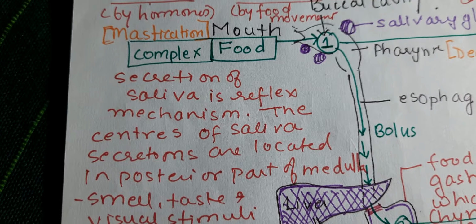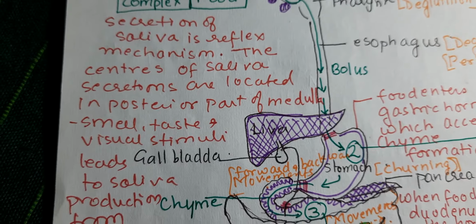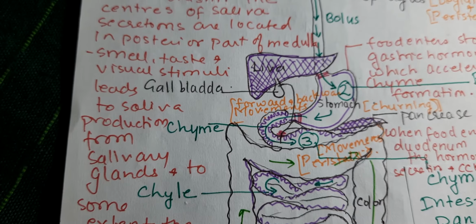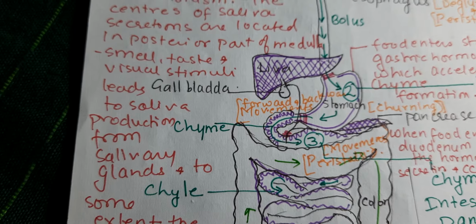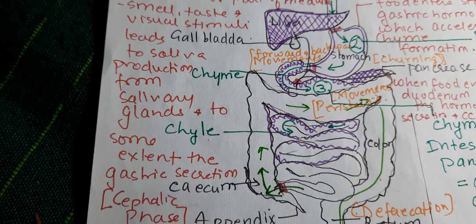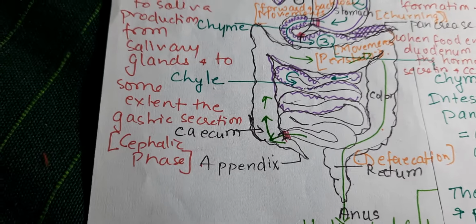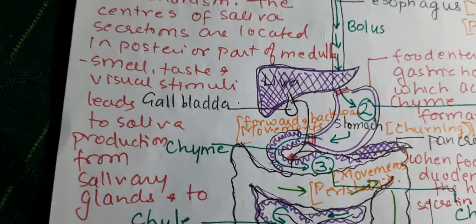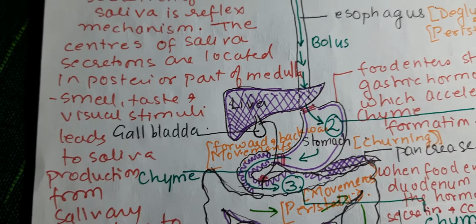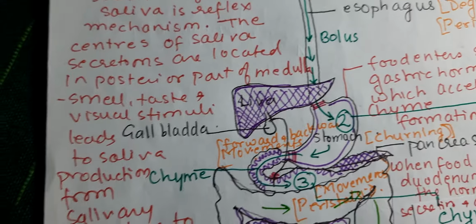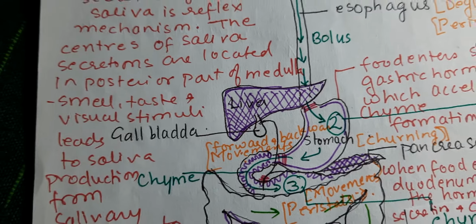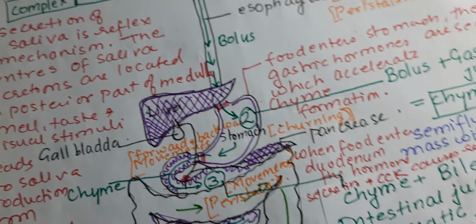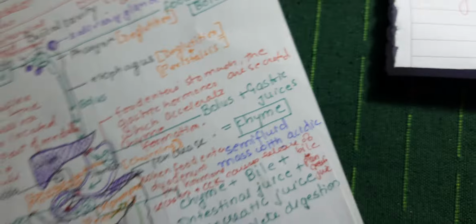Secretion of saliva is a reflex mechanism, and the center of saliva secretion is located in the posterior part of the medulla. Smell, taste, and visual stimuli lead to saliva production from the salivary glands, and to some extent gastric secretion. So if you just see the food, smell the food, or taste the food, the glands present in the mouth and stomach get activated, and they start secreting at the respective places or in the lumen.